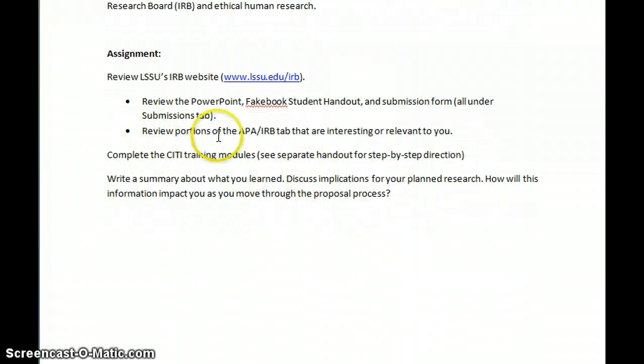I'd also like you to review the APA IRB tab. This APA tab especially is going to be helpful to you as you move on through the assignments. They have really good links to APA resources. Depending on what you already know or what you find interesting, you might spend a lot of time in this tab. You might just click around a little bit. It's really up to you. I just want you to be aware that it exists and know some of the things that are on there. So maybe a couple weeks from now you have a question and you remember seeing that link and you can go back and look at it.